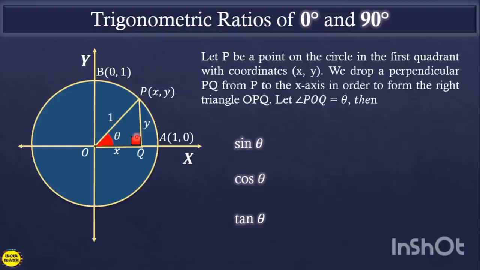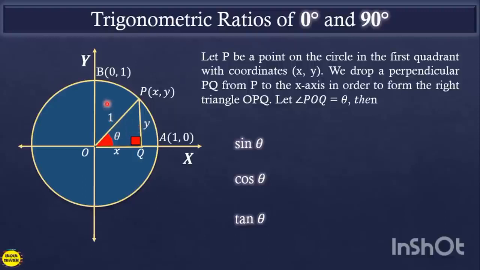So, let us use angle POQ as your theta. So, ito po yung ating angle. Dito tayo magbi-base ng sine, cosine, tangent. Okay. So, this is your angle POQ with your theta. Now, given your sine theta, sine is opposite over hypotenuse. So, this is your angle, opposite. Your opposite is y. Your hypotenuse is 1.